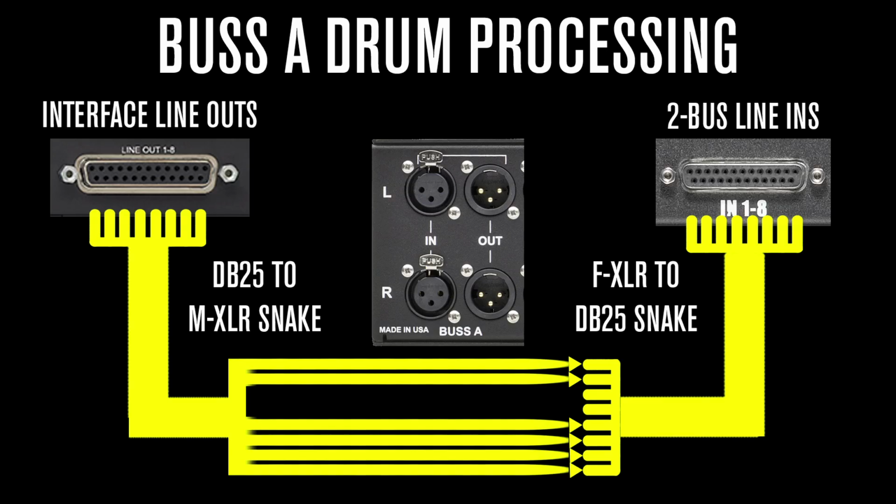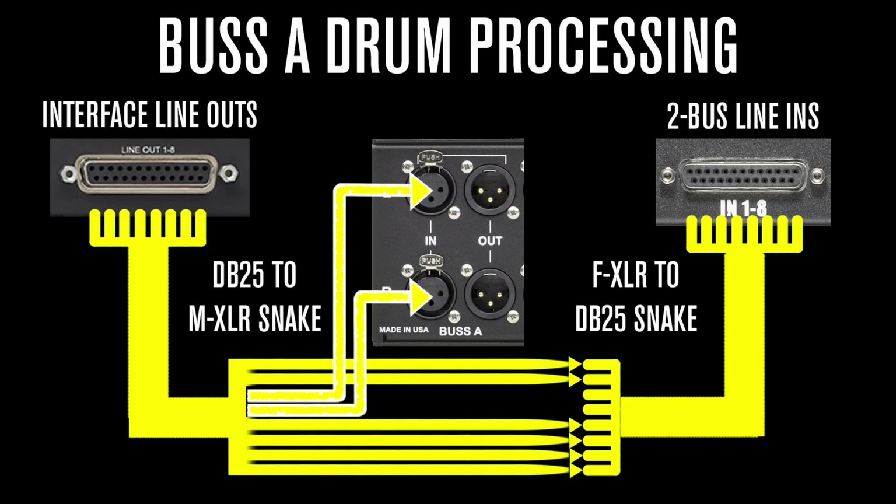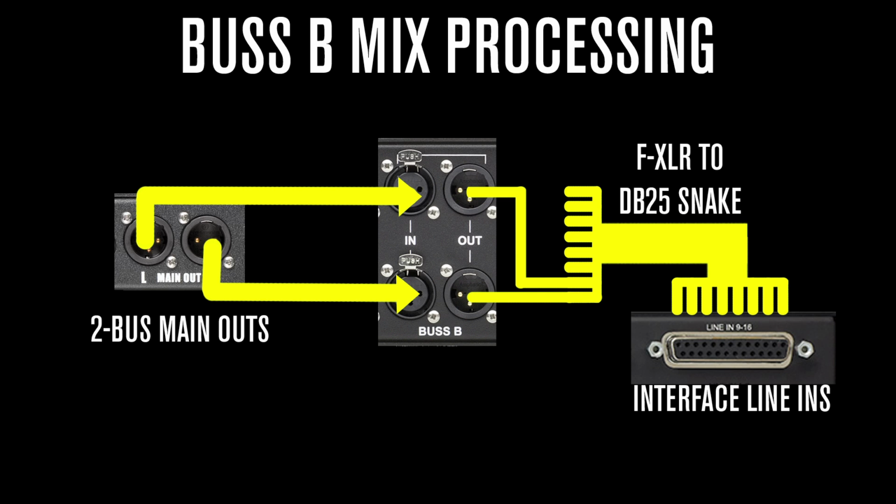I've got output 3-4 from the Apollo plugged into the input of bus A on the Liaison, and then the output of bus A plugged into input 3-4 on my 2 bus, and that's how I'm going to process my drum stem. Then for the stereo mix, I've got the stereo output of the 2 bus plugged into the input of bus B, and then the output of bus B plugged into the input of my Apollo to record my full mix back into my DAW.